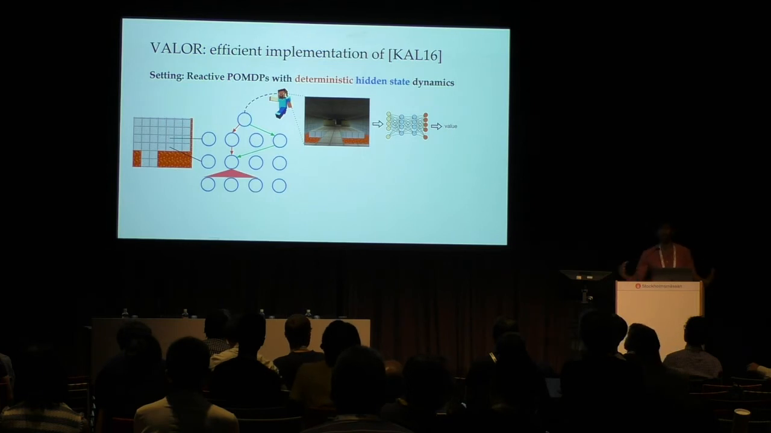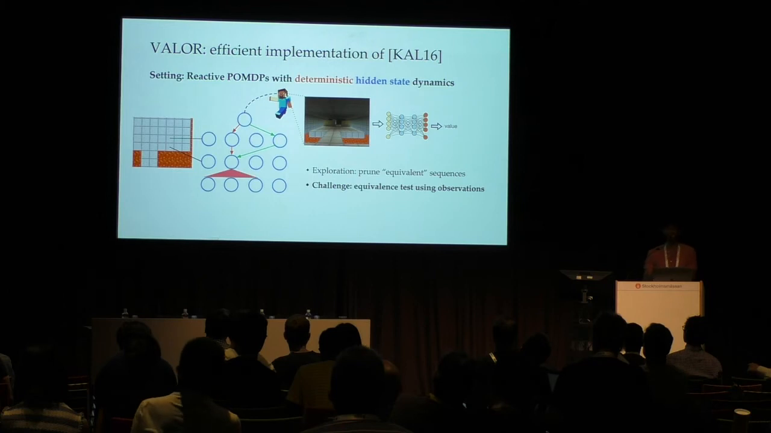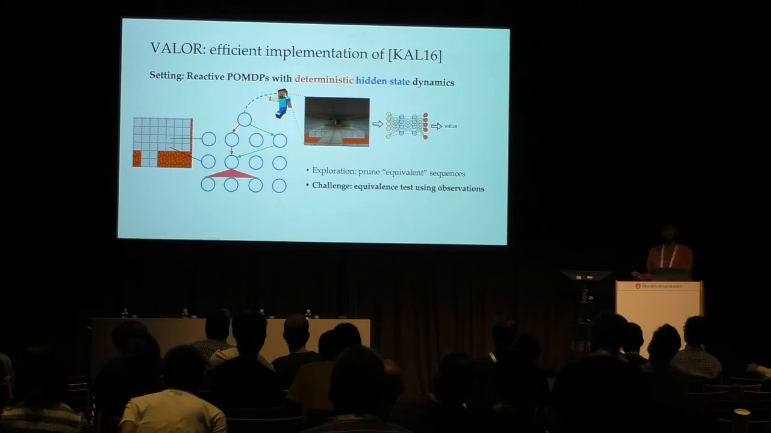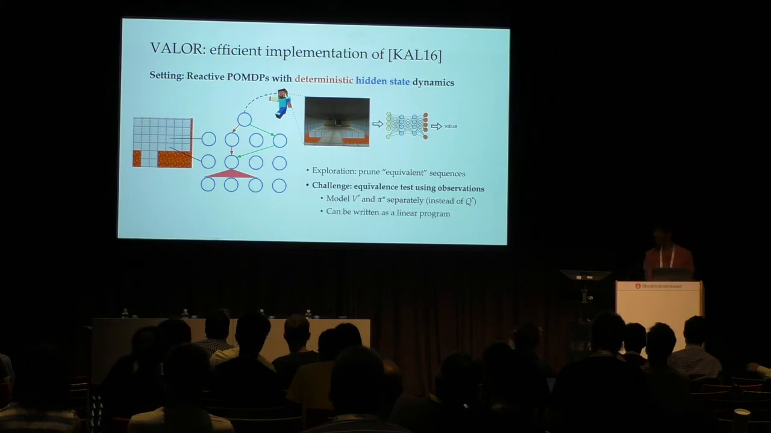This is a way that you can prune an exponentially large set of action sequences into just a few important ones. Basically, we've come up with a way to do this kind of test using the observations that the agent gets when it rolls in on both of these paths. And these tests can be written as linear programming problems.